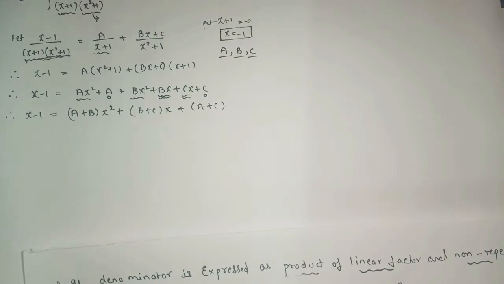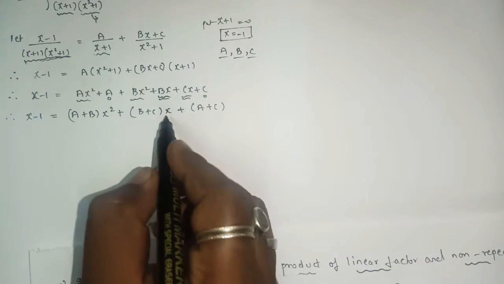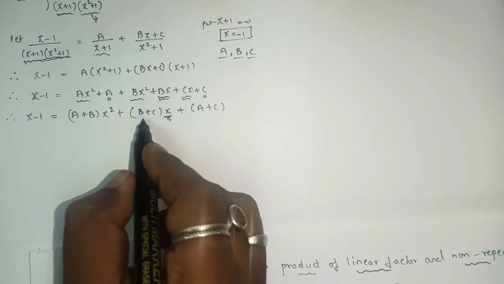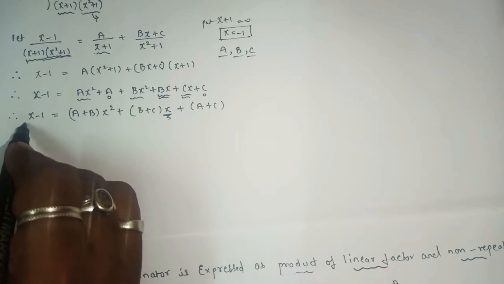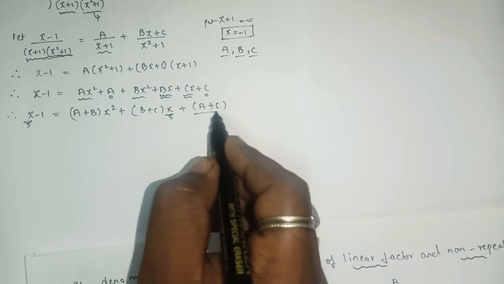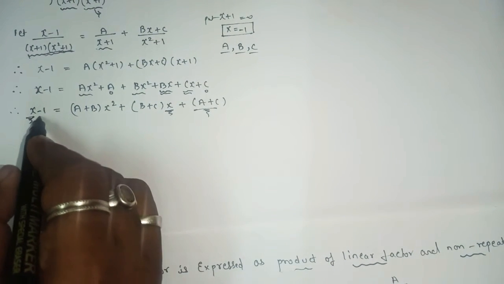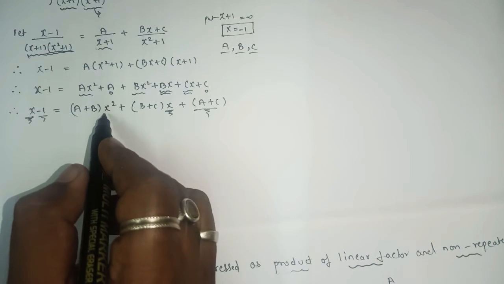Okay, now after that we know what exactly we have to do. Here we have to compare the left hand side and right hand side coefficients. For x the coefficient is b plus c, and for the term without x, the number a plus c, the coefficient is -1. But what about x square?